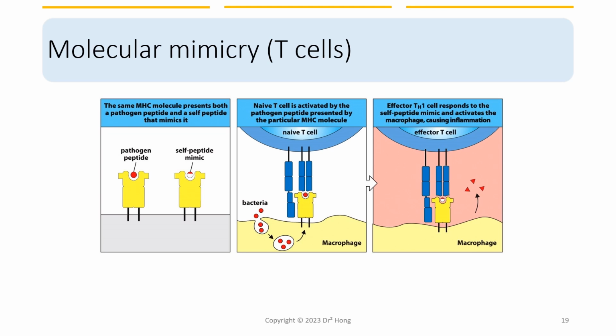The similarity between the self-peptide and the pathogen-derived peptide stimulates T cell responses. In the figure, we see the whole red dot is a pathogen peptide, and the self-peptide is partially similar. But after T cells are activated by these similar-looking pathogen peptides, when they see the self-peptide, they mistakenly recognize it as pathogenic and activate macrophages, causing inflammation and autoimmune disease development.